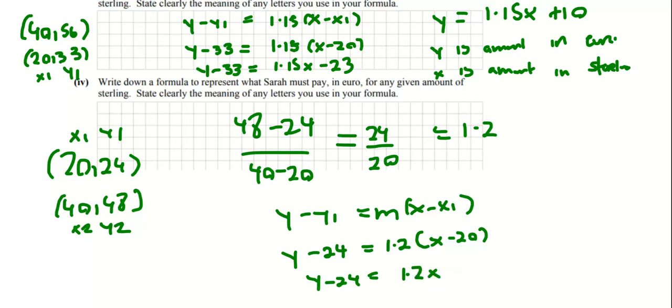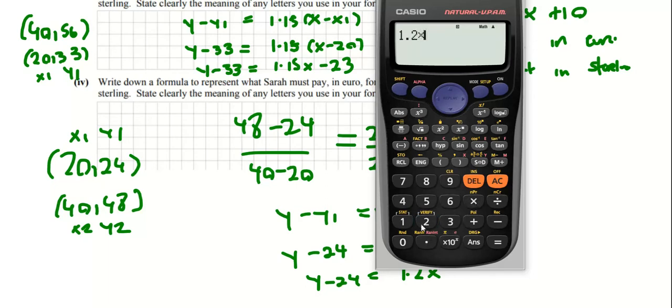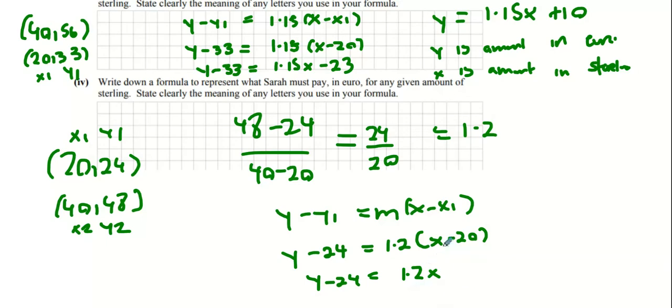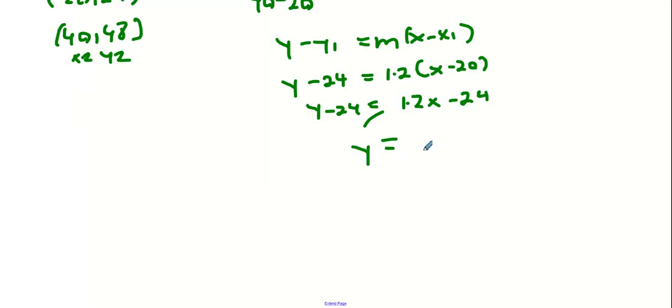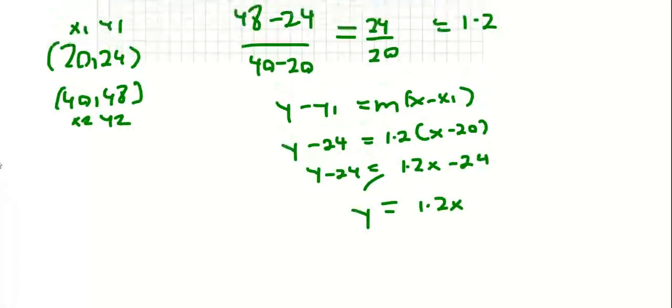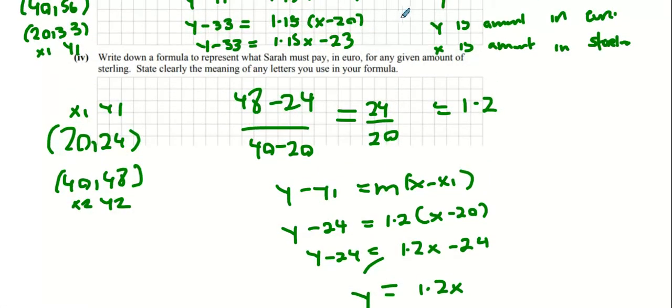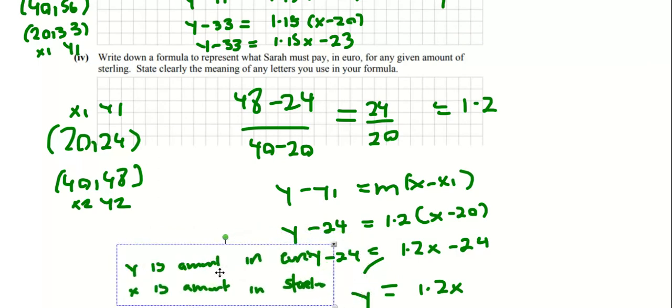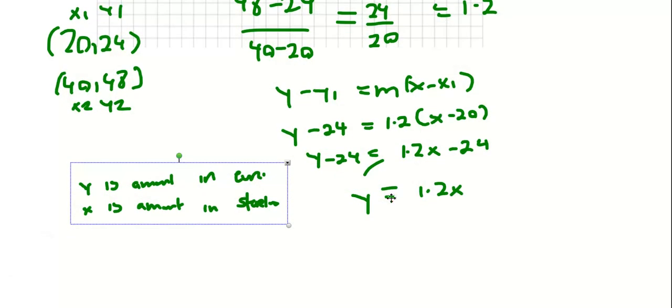Now 1.2 times 20, 24. Okay, and in this case we can see that the 24s are going to cancel each other. So we're just simply going to get y equals 1.2x. And we're just going to use the same letters as last time. Y is the amount in euro and x is the amount in sterling. So we can just reuse that down here for this formula.